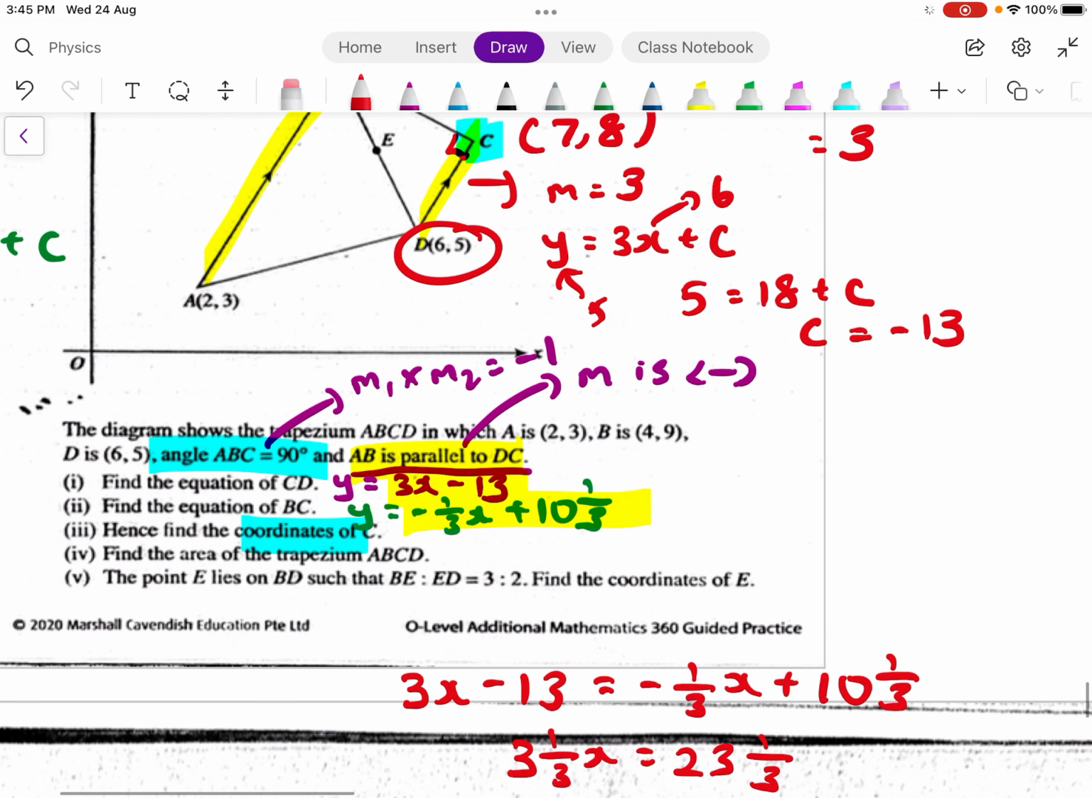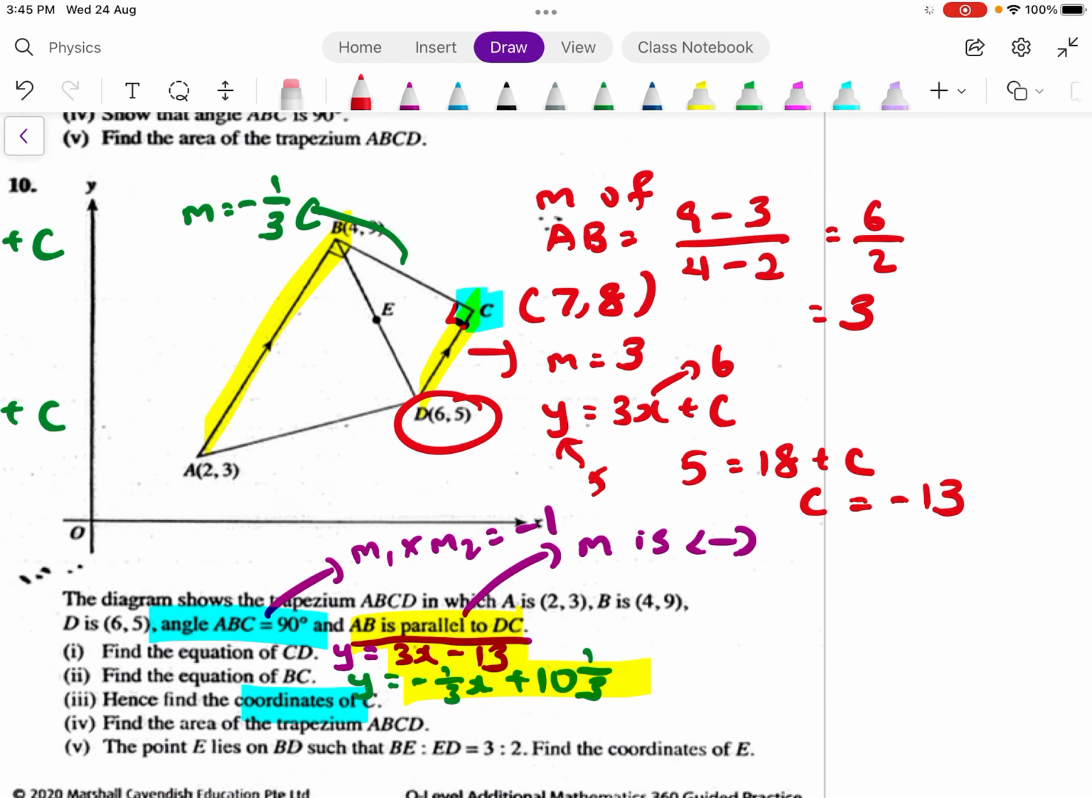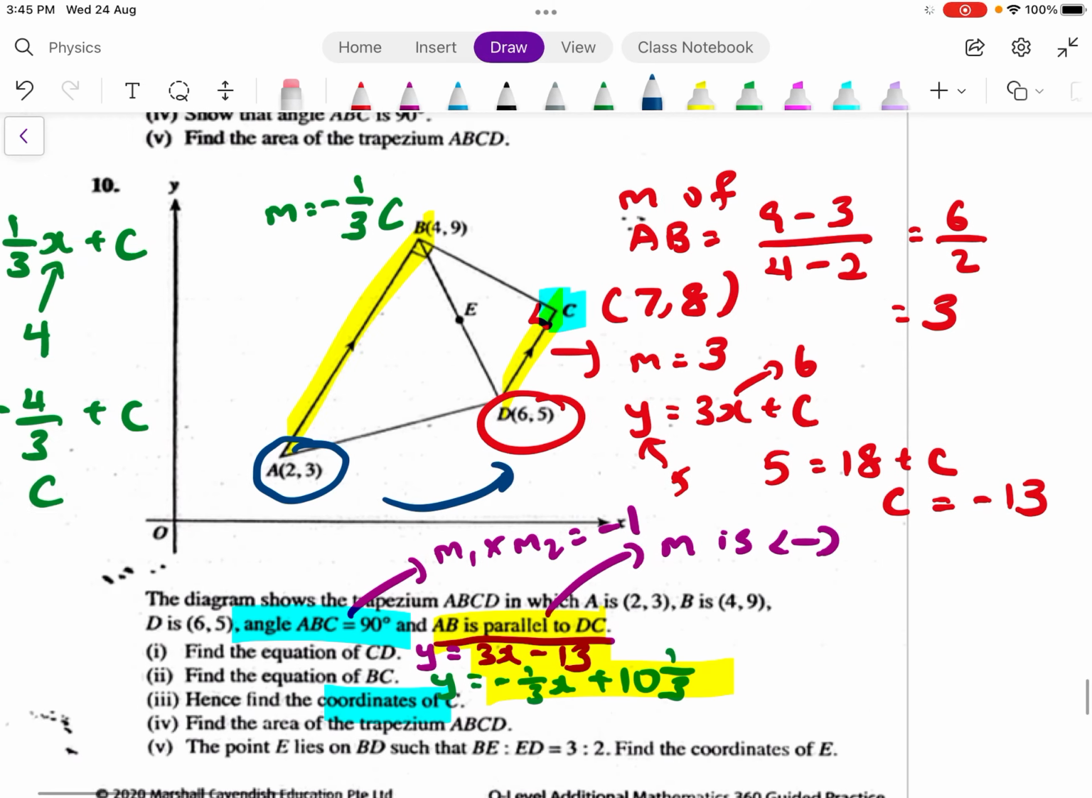Okay, so part 4, find the area of ABCD. So this one is the tying of shoelace. First thing, everything is done already, so all the 4 coordinates are found. So we just need to tie the shoelace. Of course, always remember, start from maybe point A first. You can start from any point, but you must return back to the point, and you must go anti-clockwise.